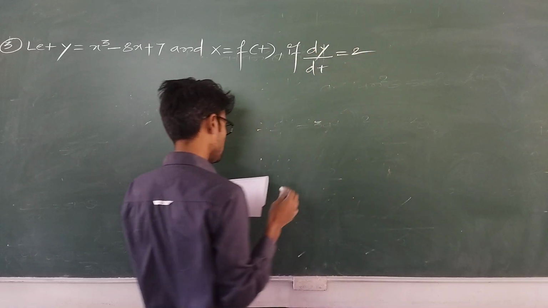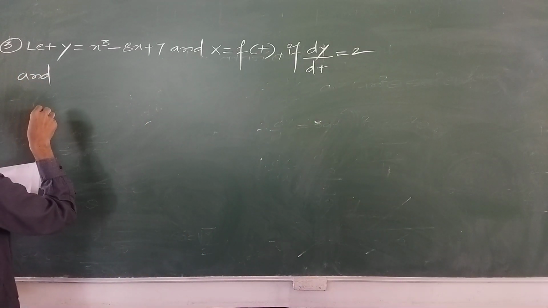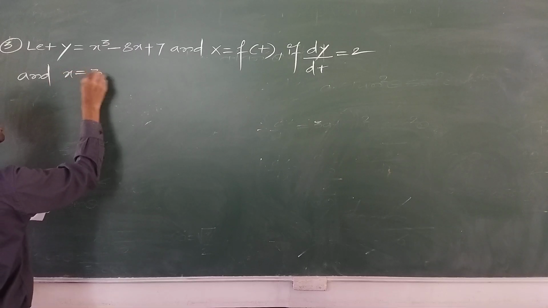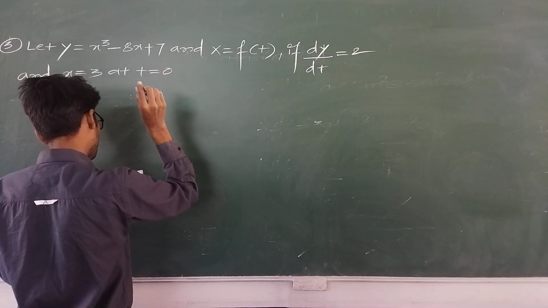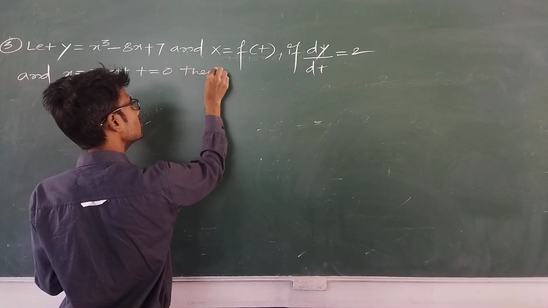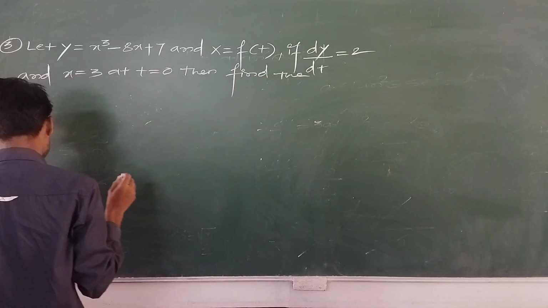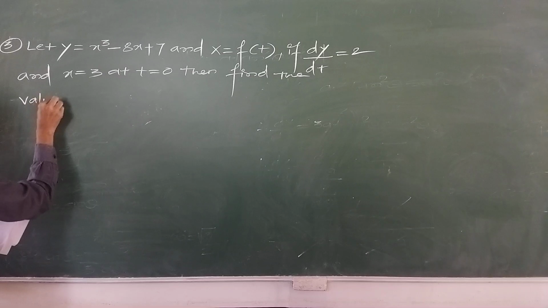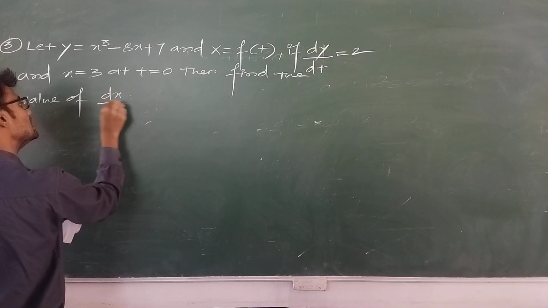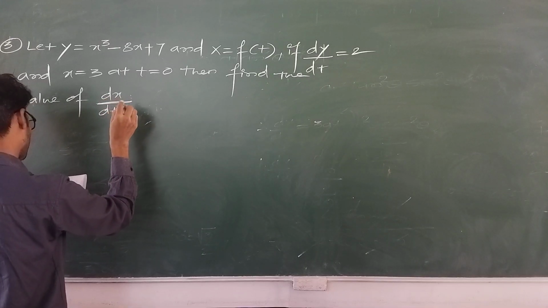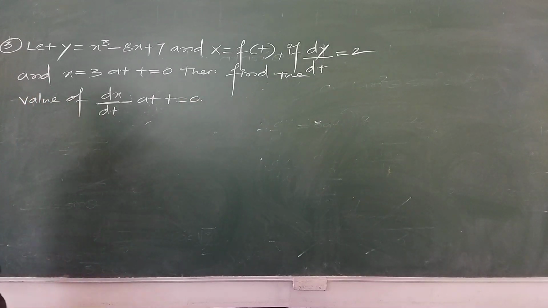If dy by dt is equal to 2 and x equal to 3 at t equal to 0, then find the value of dx by dt at t equal to 0.